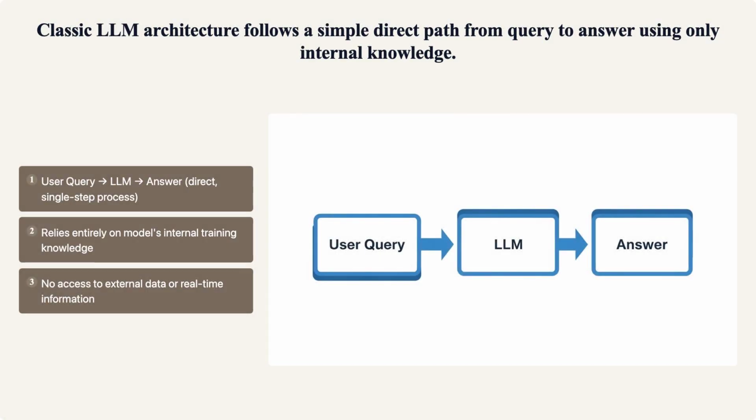To appreciate RAG, let's first understand the standard approach. A classic LLM follows a simple, direct path. User query flows directly to the LLM, which then produces an answer. This is a straight line. The model relies entirely on its internal knowledge, whatever it learned during training. No external data, no real-time information, just the model's memory.